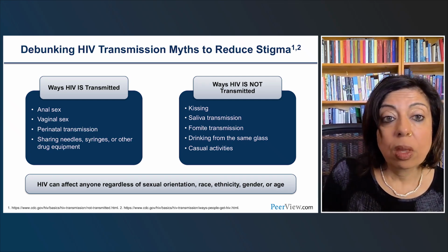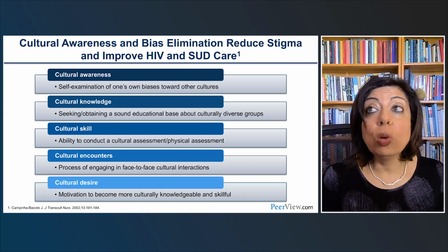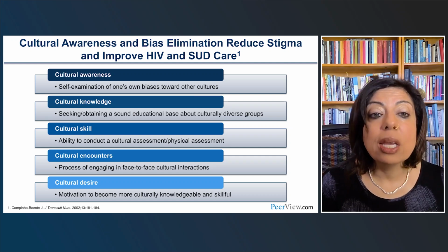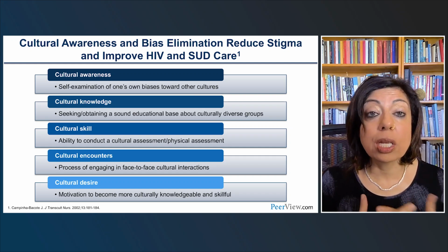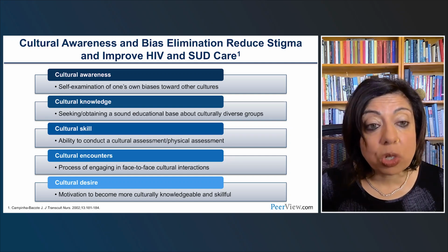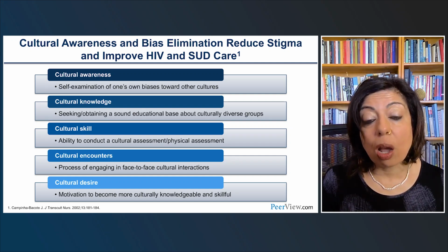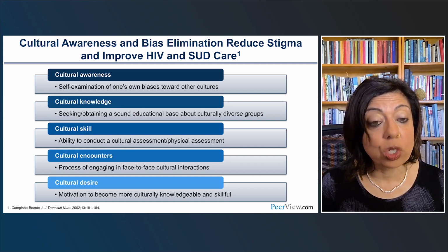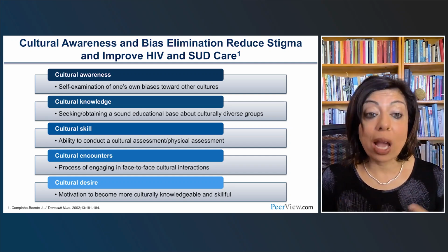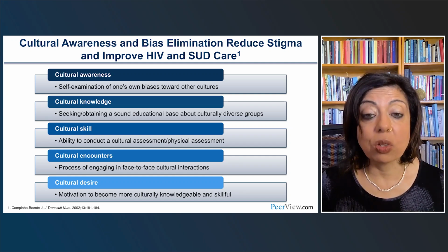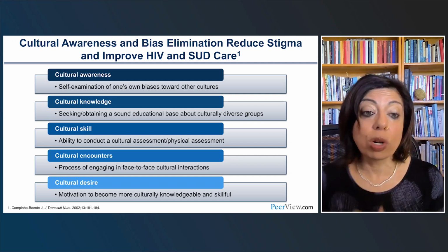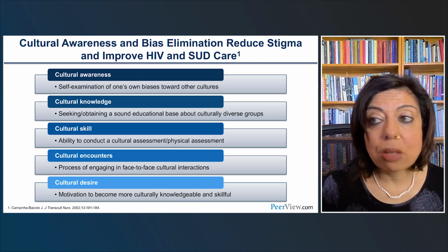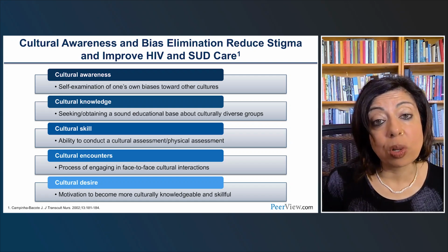The other thing that we can do to reduce stigma and eliminate bias in the provider-patient relationship is to think about cultural awareness. Self-examine our own biases towards other cultures, gain cultural knowledge and a sound educational base about working with underrepresented minorities and culturally diverse groups. Figure out how to conduct a cultural assessment and a physical assessment in the context of working with diverse groups, engage in face-to-face cultural interactions, and be motivated to become more culturally knowledgeable and skillful.